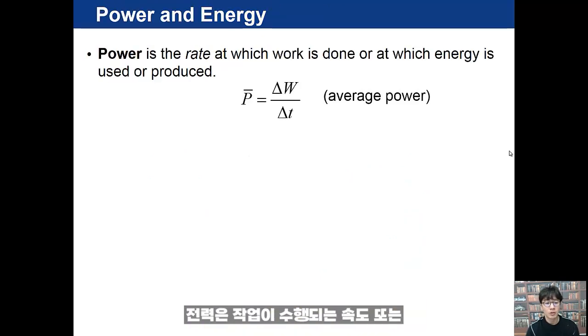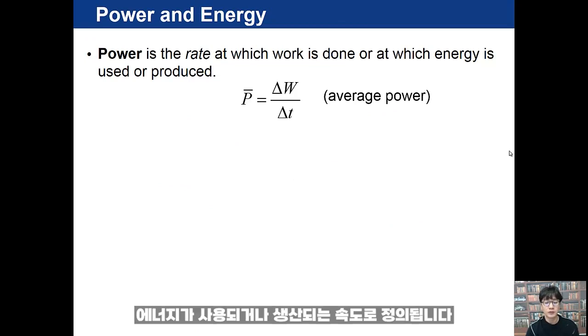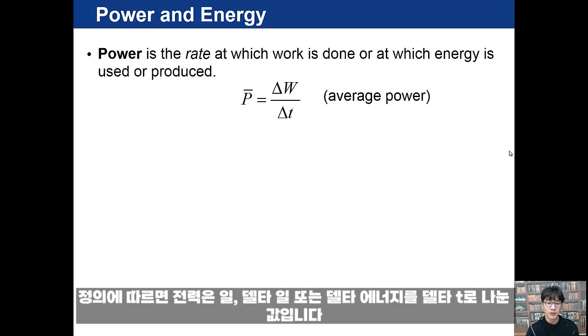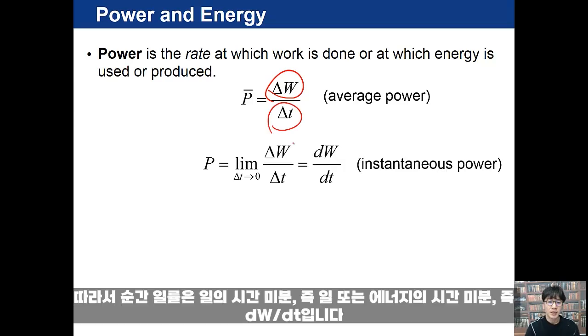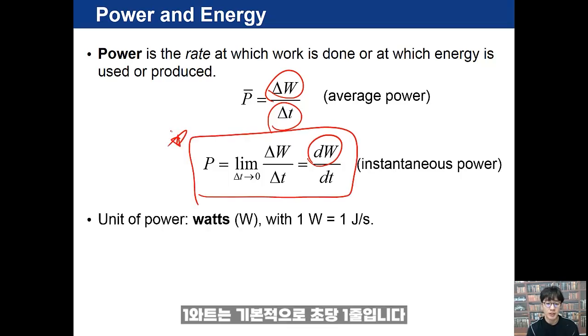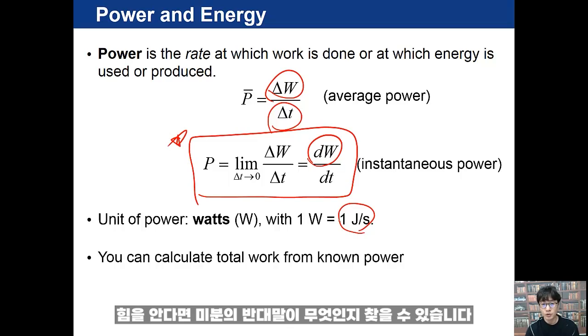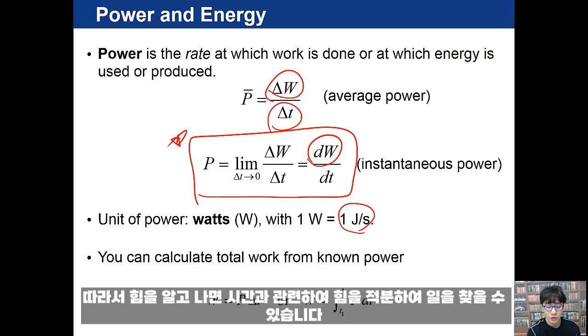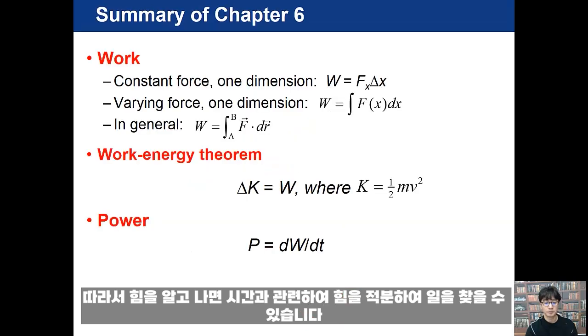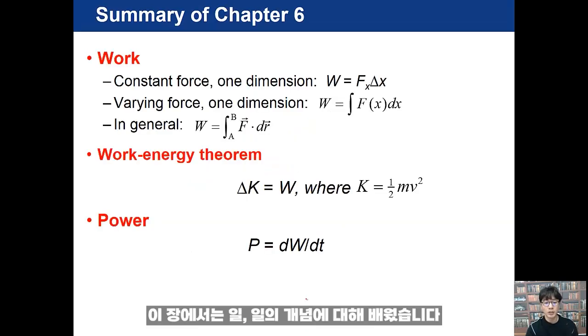Very important: power is defined as the rate at which work is done, or the rate at which energy is used or produced. By definition, average power is delta work, or delta energy, divided by delta t. Instantaneous power is the time derivative of work, or energy, dW/dt. The unit of power is the watt. 1 watt is 1 joule per second. If you know power, you can find work by doing the opposite of a derivative, which is integration: integrating power with respect to time. In this chapter, we learned the concept of work.